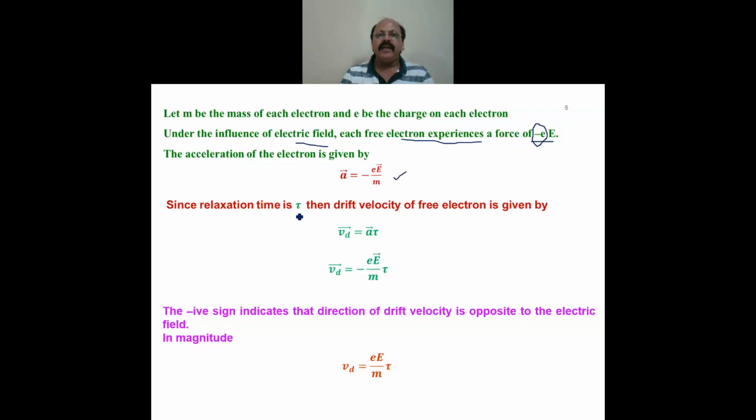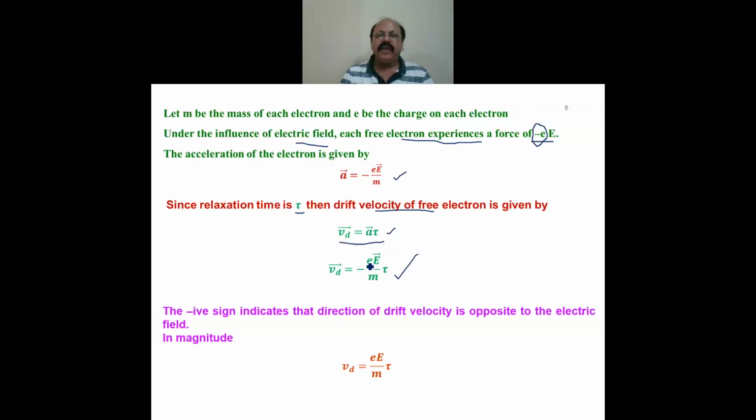Now if we say that tau be the relaxation time, then the drift velocity of free electron is given by Vd vector equal to a vector tau, by the simple formula acceleration equal to change in velocity upon time, or average acceleration equal to average velocity upon time. So Vd vector equal to a vector into tau. Then you substitute the value of a vector from here, then you will get Vd vector equal to minus eE vector upon m into tau.